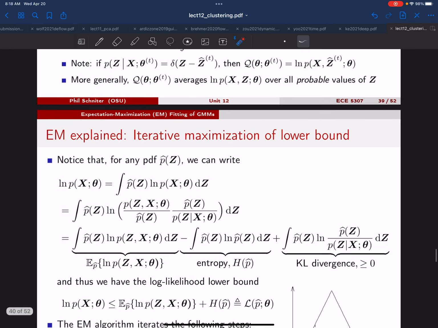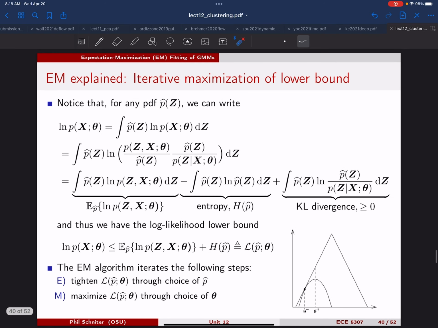All right, so this might seem weird. Where is this coming from? Why are we doing this? The best explanation is that this is an iterative maximization of a lower bound. So first let's talk about why that is, and then let's talk about an example of why you would want to do this.